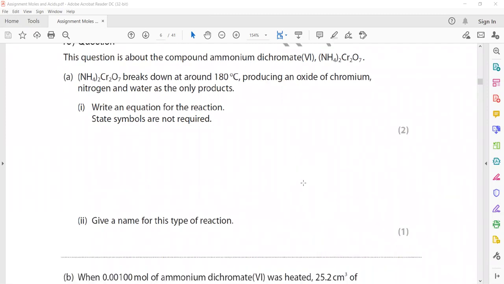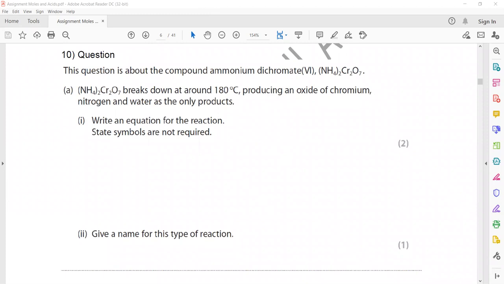In question 10, this question is about the compound ammonium dichromate. Ammonium dichromate breaks down at around 180 degrees centigrade, producing an oxide of chromium, nitrogen and water as only products. Write an equation for this reaction, and state symbols are not required. So you don't have to mention the states of the product, but you should write a balanced equation. So this is a thermal decomposition.